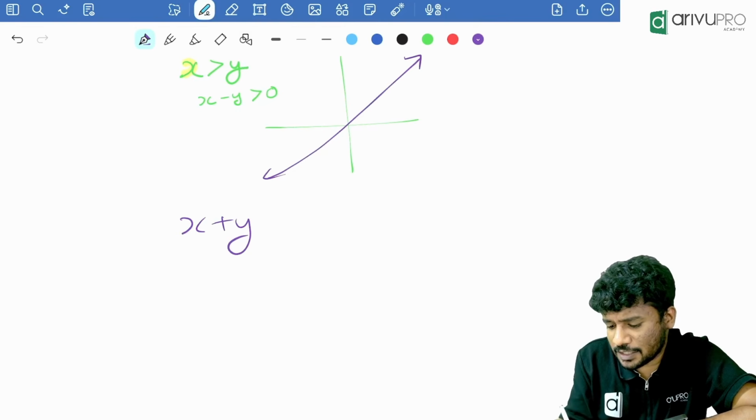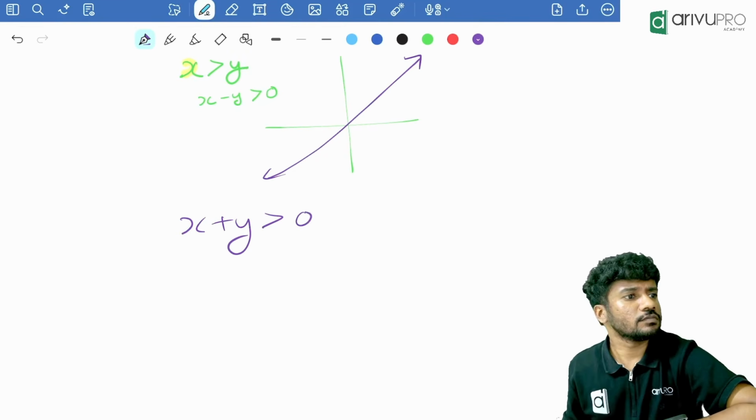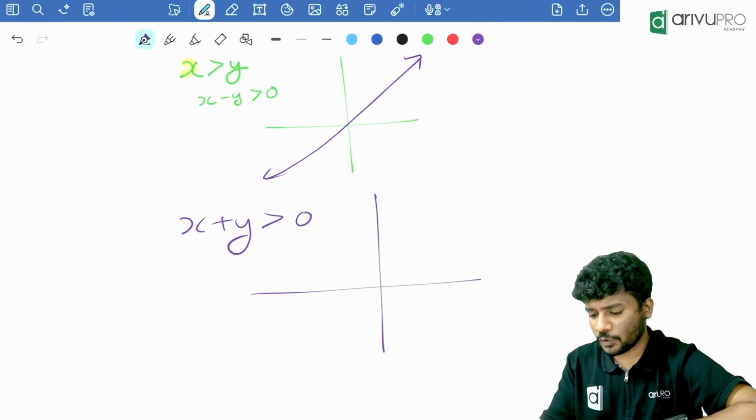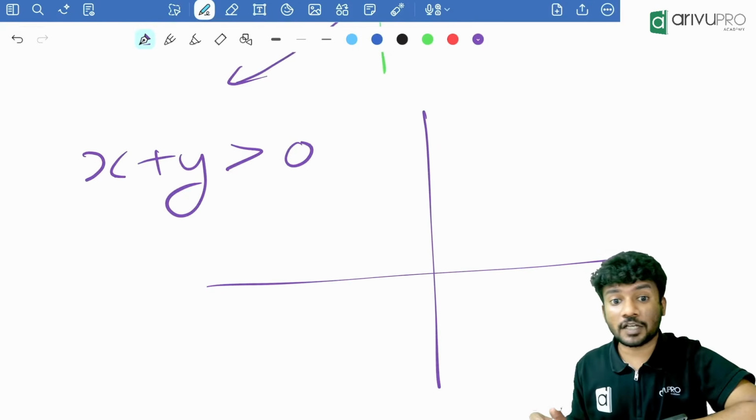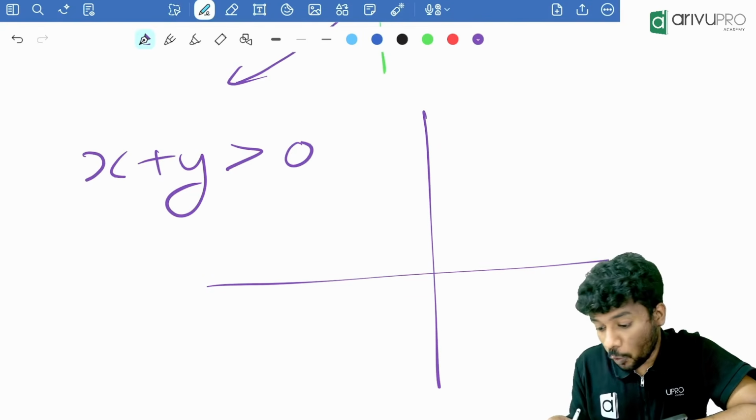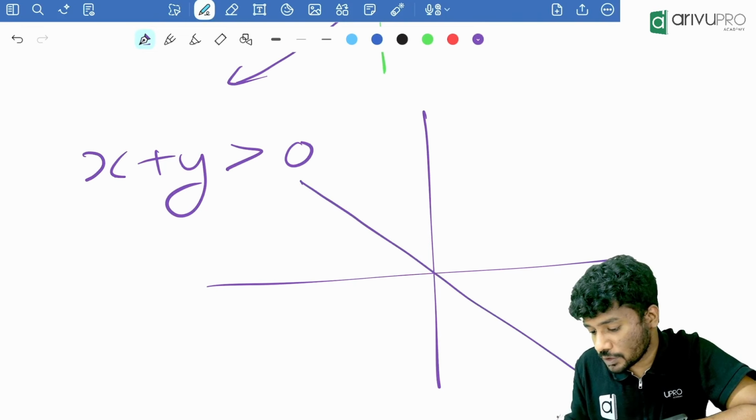x plus y is greater than 0. x plus y. How does the graph look like that? From upper left to lower right. But pass through what? Pass through the origin. It will be passing through this way.